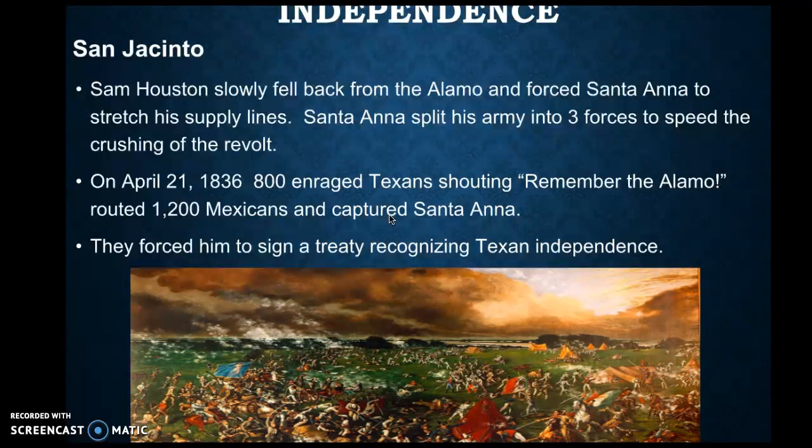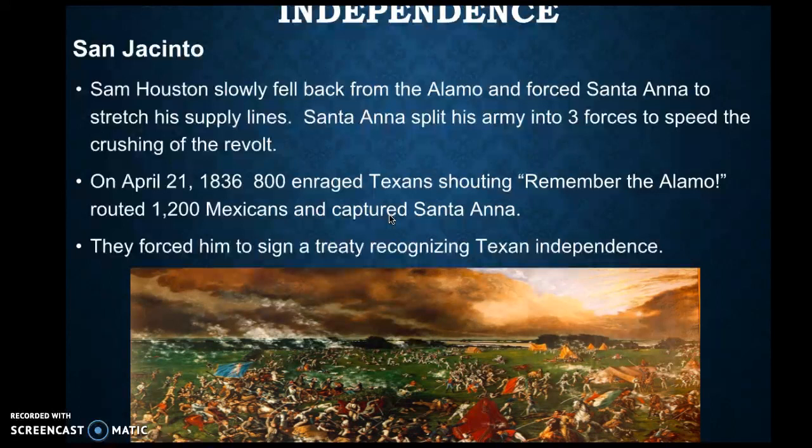James Fannin is the commander at Goliad for the Texas troops. He surrenders to the Mexicans. About 300 men are with him. They're unarmed, and they really feel if they surrender, then they would save their lives. Well, Santa Anna kills all of them. This deepens the hatred of the Texans for the Mexicans, and they are more driven now to fight for independence than before. So we have San Jacinto.